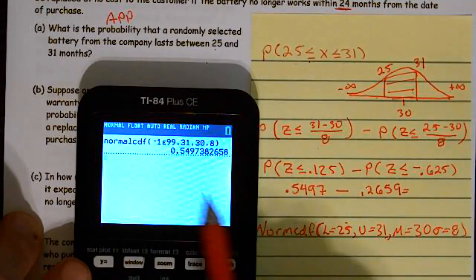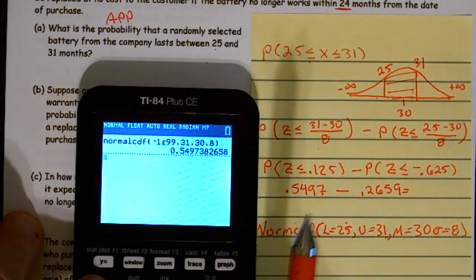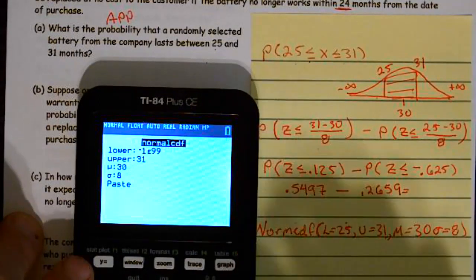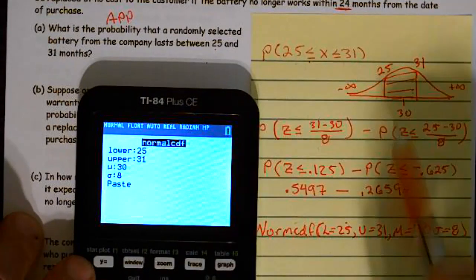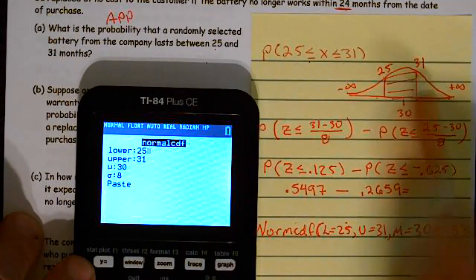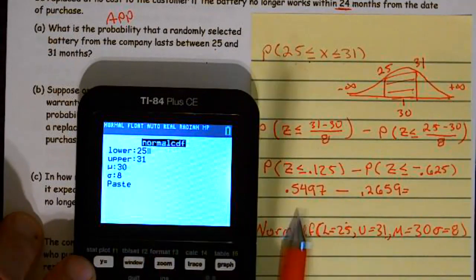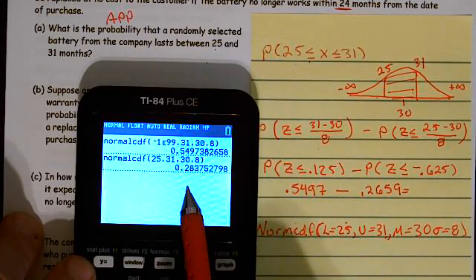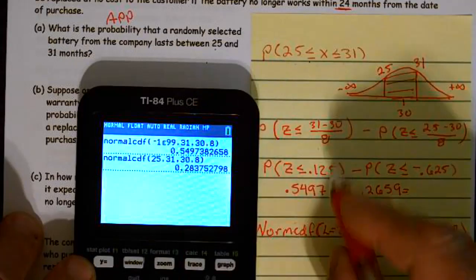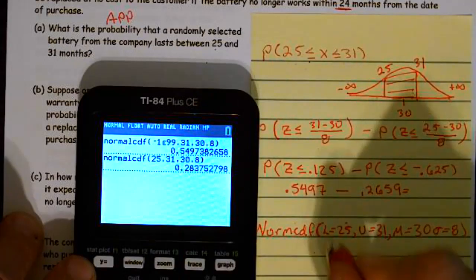Wow, I have a problem. I need to go back. Oh, second vars, normal CDF, lower bound did not get in there. That's a 25. Sorry about that. So lower is 25, upper is 31, mean of 30, standard deviation of 8. And we get 0.2837. So this is my final answer.